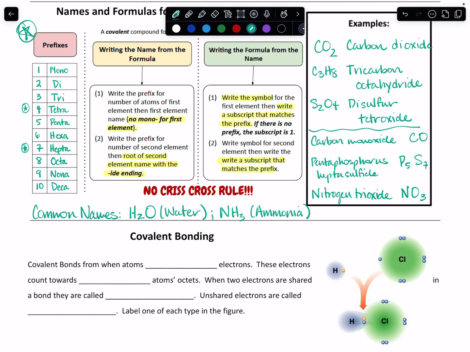If you need help with your ionic naming, you need to go back to the screencast from that unit, all right? But please, please, please, please keep these naming conventions separate so that you do not mix and match, because that's where things tend to go wrong. Okay?